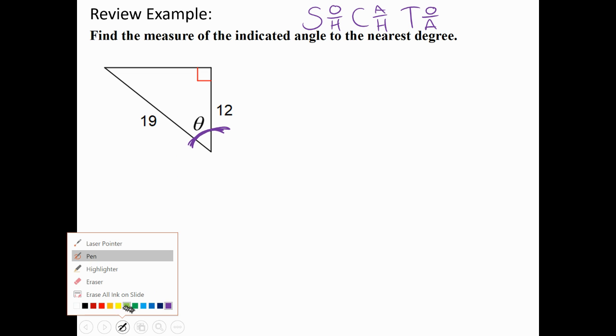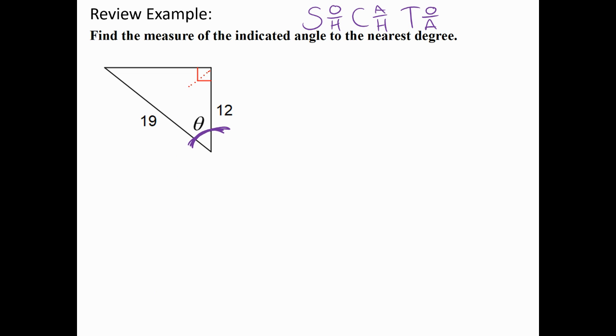I know that the 19, because it's opposite this right angle, is our hypotenuse. And we know this side is opposite because it's on the opposite side. And this one is adjacent because it's right next to this angle. So adjacent means next to. Now we just have to figure out which of these trig functions uses adjacent and hypotenuse. Oh, hey, that would be cosine. So adjacent and hypotenuse.